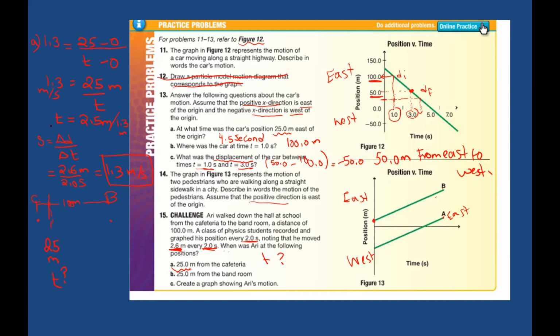So this means that I was able to find my time from the gradient or from the slope because it was always constant. So I rearranged my equation.